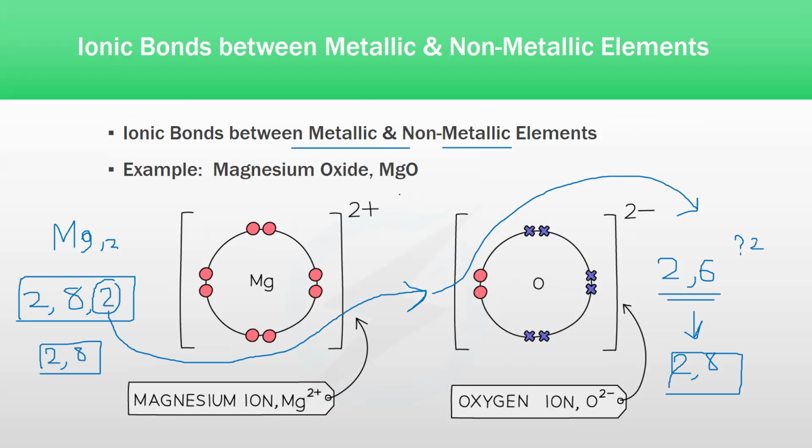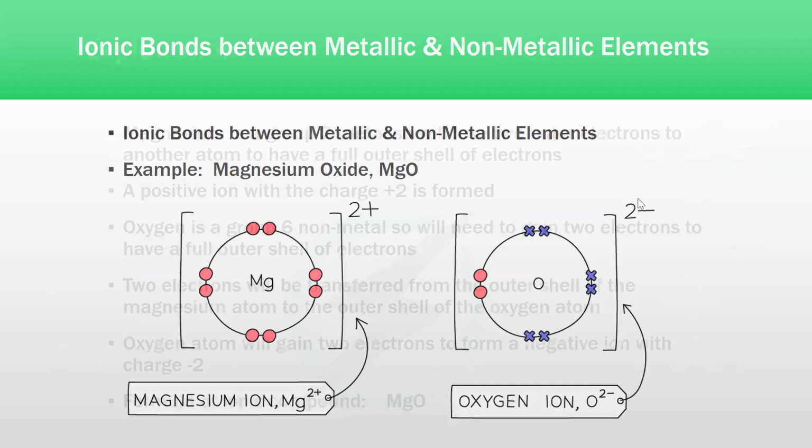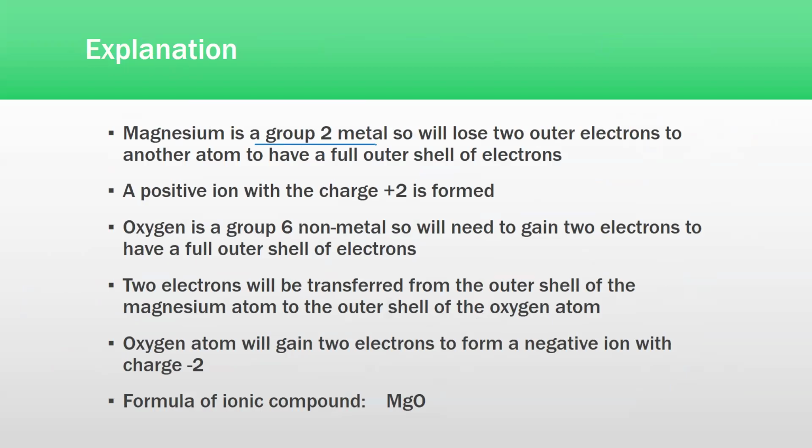So the compound formed would be known as magnesium oxide. How do I know the formula is magnesium oxide? Magnesium has now a charge of 2+ and oxygen has a charge of 2-. When we cross them, it becomes Mg2O2. So the 2 will cancel out. It will become MgO.